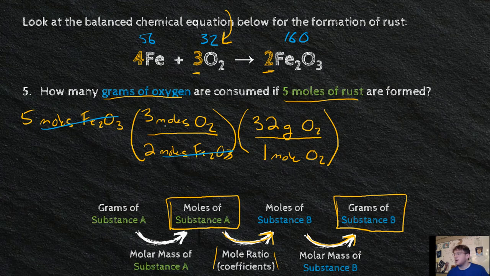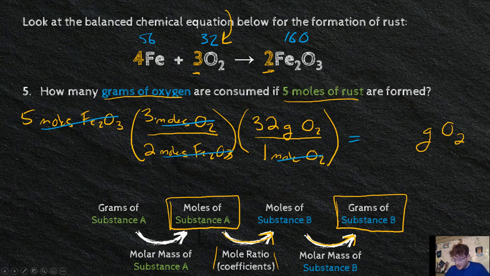So the moles of oxygen now cancel out. And what I'm left with is grams of O2. That's what I want. That's what I was trying to find. Grams of oxygen. So the only unit that didn't get canceled was grams of oxygen. That's what I'm left with. That's good. All right. So now all that's left is for me to do the math.